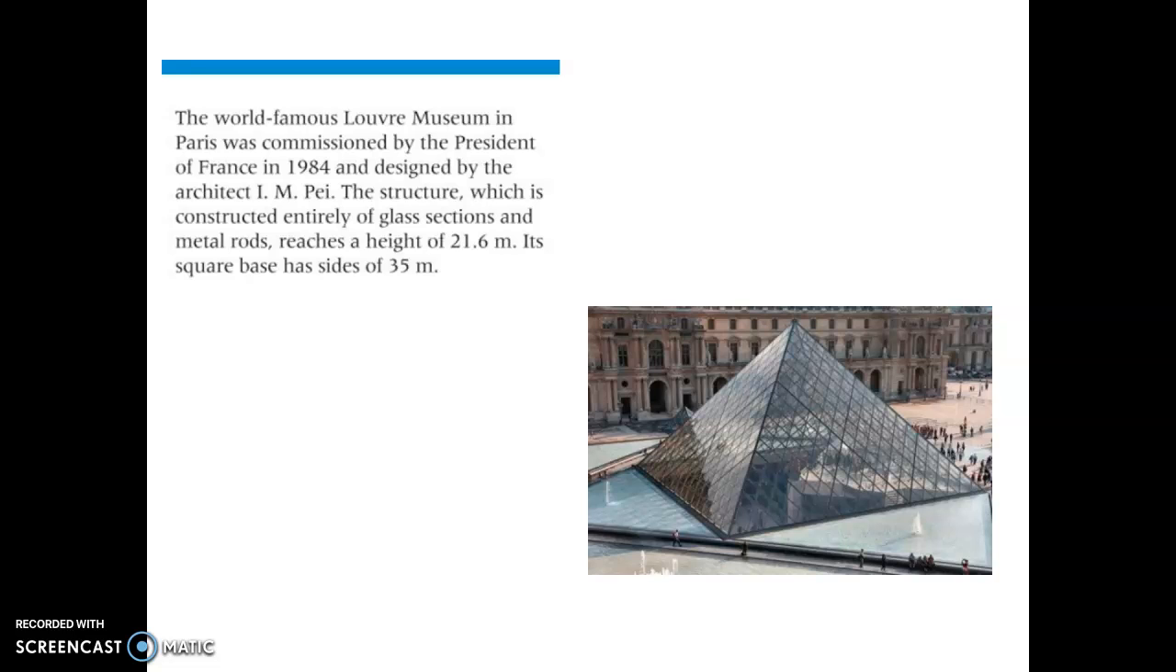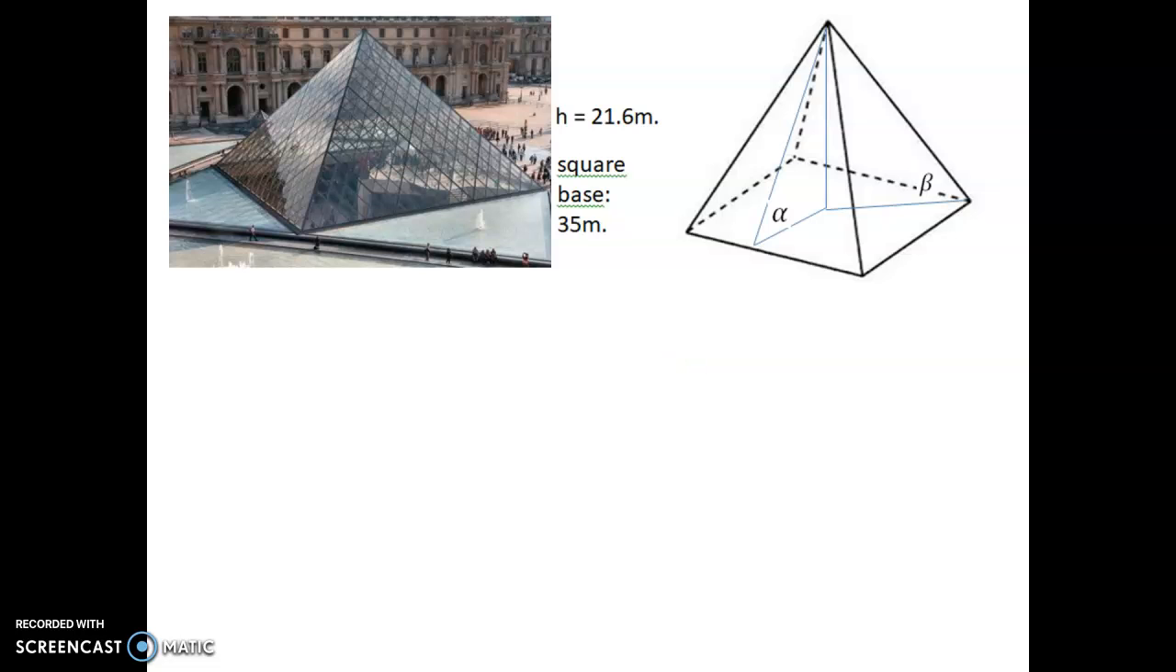Okay, well, the Louvre Museum is much older than that, the main building, but this glass pyramid in the main courtyard is from that time. This structure, which is constructed entirely of glass sections and metal rods, reaches a height of 21.6 meters, and it has a square base with sides of 35 meters. So quite the large pyramid, and it's pretty famous. Let's take a look at that and represent it with this sketch.